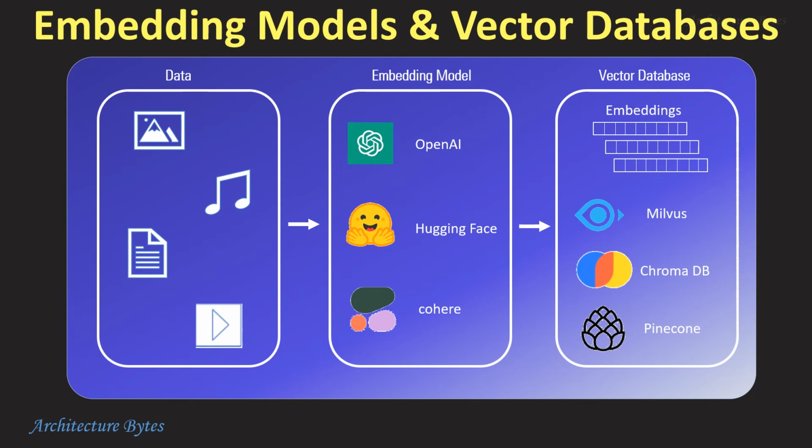Here are some examples of embedding models and vector databases. OpenAI, Hugging Face, Cohere provide us embedding models, and Milvus, ChromaDB, and Pinecone are examples of vector databases.